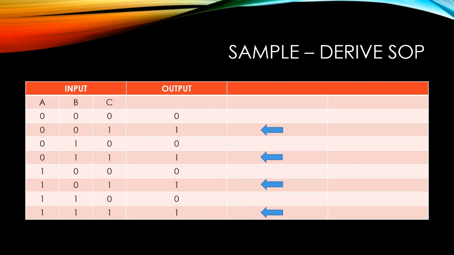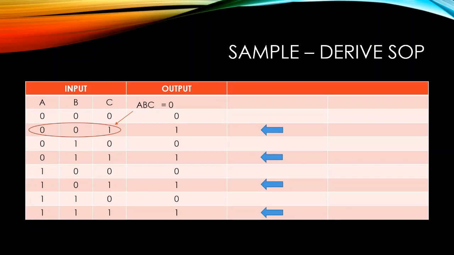So for example, the first set of input that give us an output of 1, which is 0, 0, 1. So we're going to get the product of this ABC. But unfortunately, if you're going to get the product based on the given input, the result is 0. So therefore, we need to introduce a function wherein if we're going to AND A, B, and C, it will give us an output of 1.